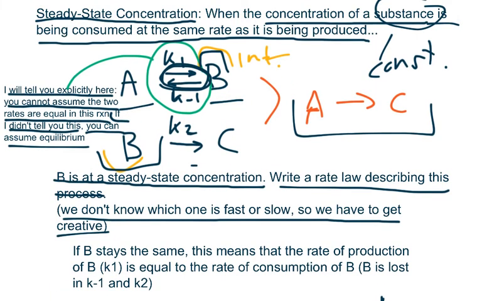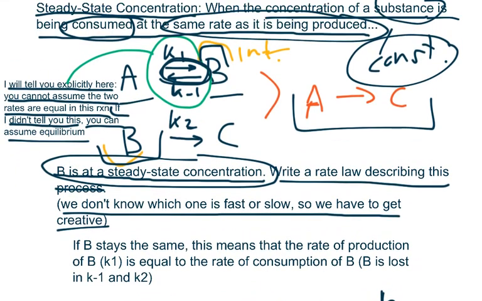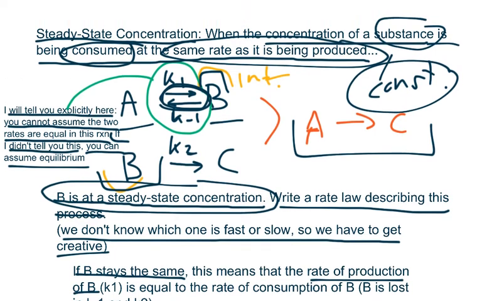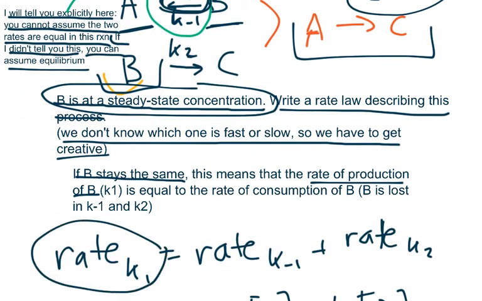Since B is at steady state concentration, that means it is going to be constant throughout this process, or in other words, the rate at which it is being consumed is the same as the rate at which it is being produced. So, if B stays the same, which reactions produce B? Well, K1 produces B because it goes from A to B. So I would say that the rate of K1 is the rate at which B is being produced, and this is set equal to the rate of consumption of B.